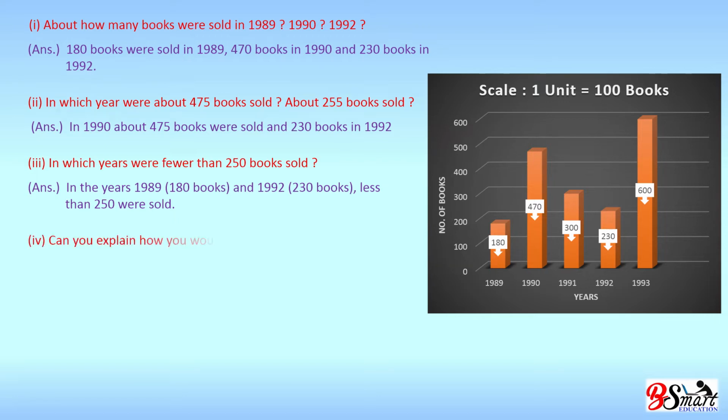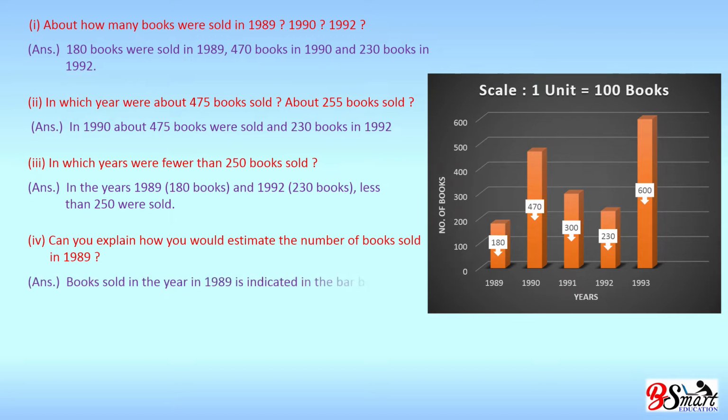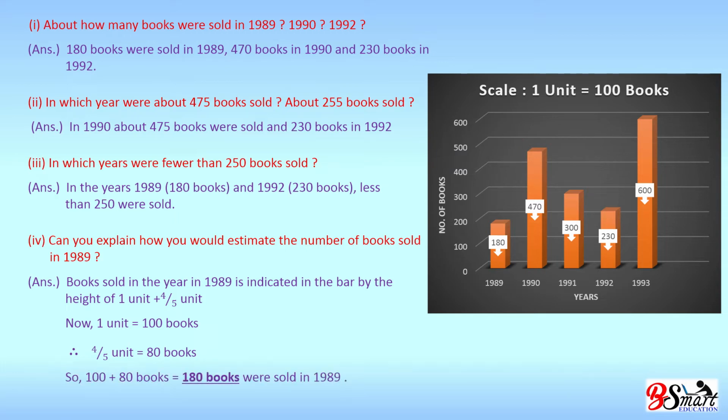Next, can you explain how you would estimate the number of books sold in year 1989? Answer. Books sold in the year 1989 is indicated in the bar by the height of 1 unit plus 4 by 5 unit. Now 1 unit is equal to 100 books. Therefore, 4 by 5 unit is equal to 80 books. So, 100 plus 80 books is equal to 180 books were sold in year 1989.